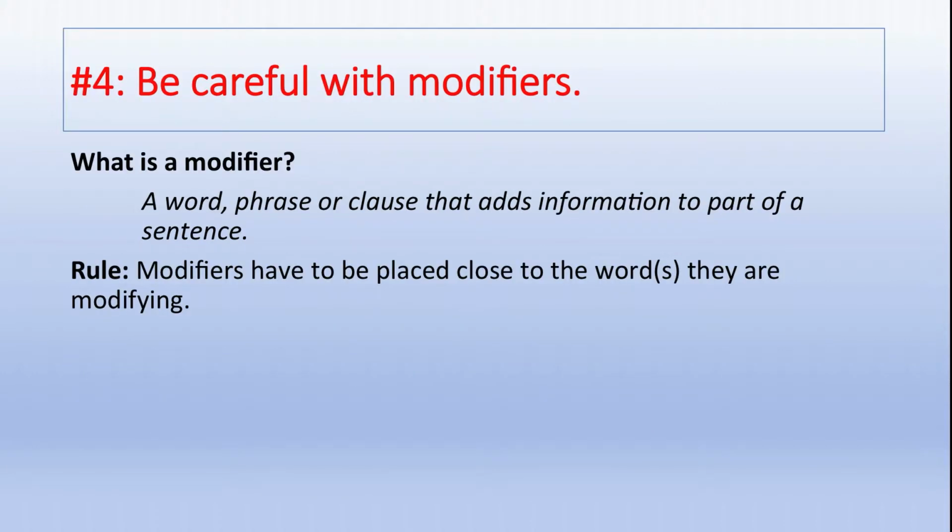Tip number 4. Modifiers are words or phrases used to add information to a part of a sentence. You don't want to have too many modifiers in one sentence, and you want to keep the modifier close to the word or words it's modifying.